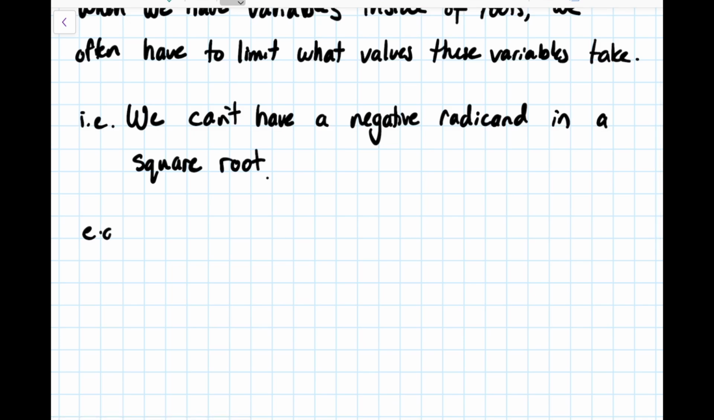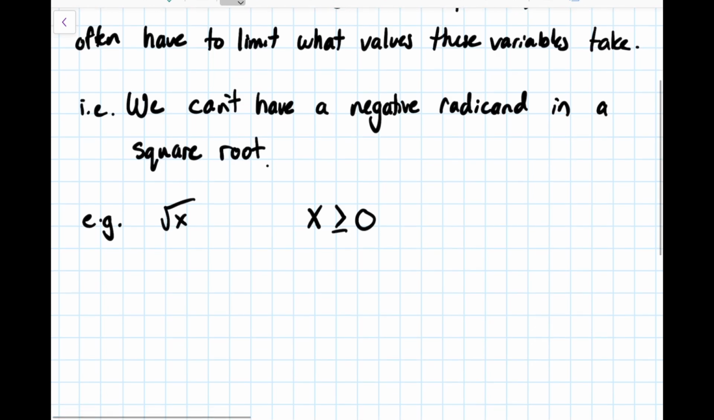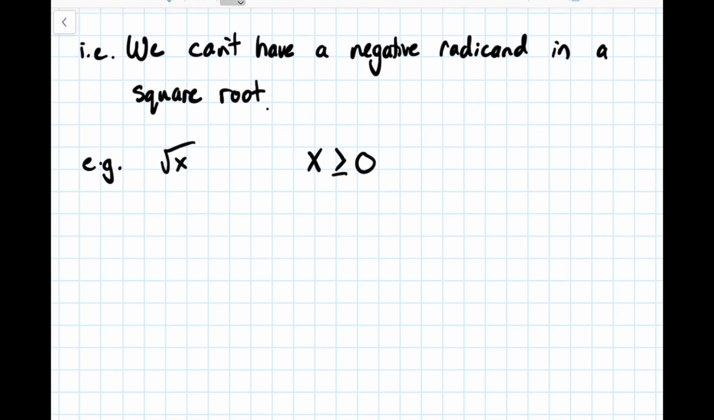So to start with the most basic possible example, if we had just the square root of x, well, x can't be negative. It is our radicand. It is the entire thing. And so what we'd say for our restriction is that x has to be positive, right? So the easiest way to write that is to say that x is greater than or equal to 0. 0 works. Anything positive will work. Anything negative won't work.